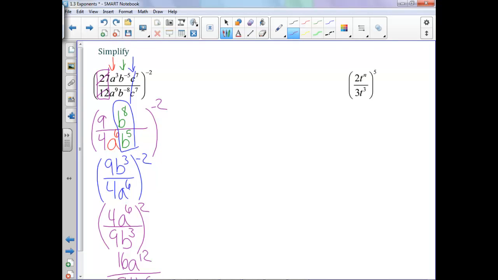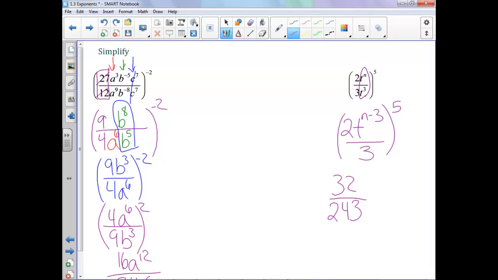Alright, now this one, our t's, we can simplify. Remember, we subtract our exponents, so we'll have 2t to the n minus 3 all over 3. Now all of this is to the 5th power. So now everything is to the 5th power. 2 to the 5th power is 32. And let's take care of this 3 to the 5th power as well. That gives us 243.